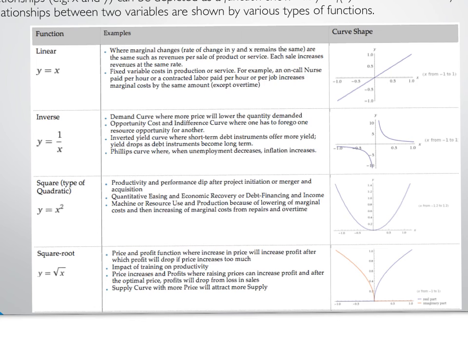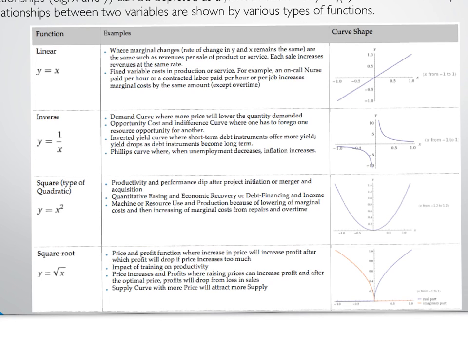So fixed variable costs in production or service, for example, an on-call nurse paid per hour or a contracted laborer paid per hour per job, increases marginal cost by exactly the same amount. That would be a linear relationship. Sometimes there are inverse relationships where y is equal to 1 by x, which is when one goes up, the other goes down. So a demand curve is an example of that, where a greater price at which you offer things will lower the quantity that the market or the customers will demand.